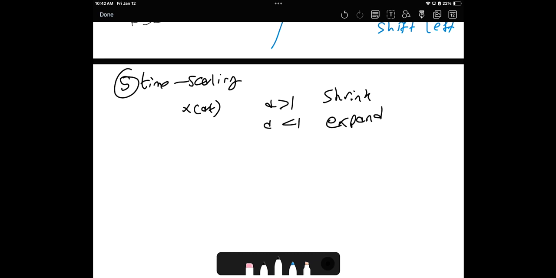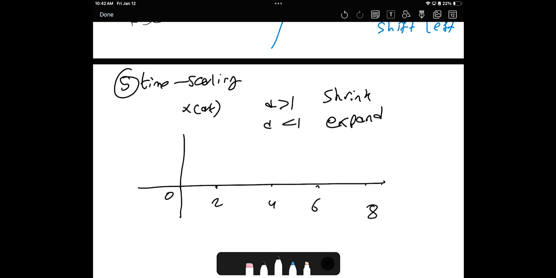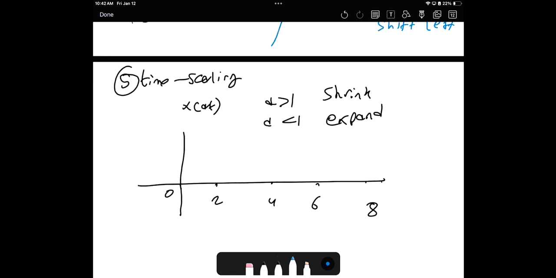Okay, so what do I mean by shrinking and expanding? Let's see this waveform. I'm going to assume here is 0, here is 4, 2, 4, 6, and 8. So I'm going to assume x of t goes to 4, then back at 8, like this way. This is x of t.